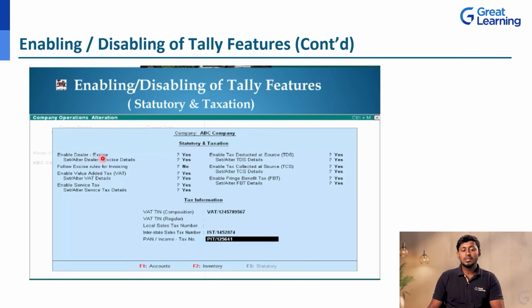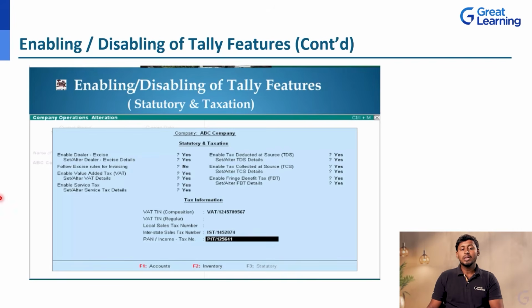Enable dealers, that is Excise. Set or alter dealer excise details, that is, if you require, Yes, because it enables whatever the excise duty is. For example, if I am going to purchase some raw material from other suppliers or from another party, then this excise is very, very important. We need to give the input of their information.